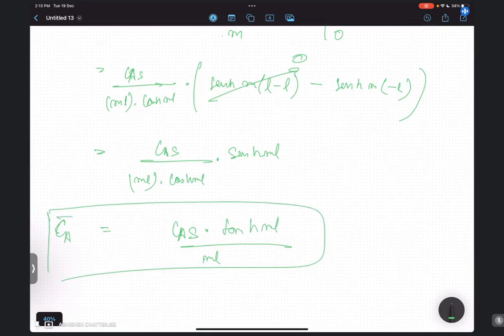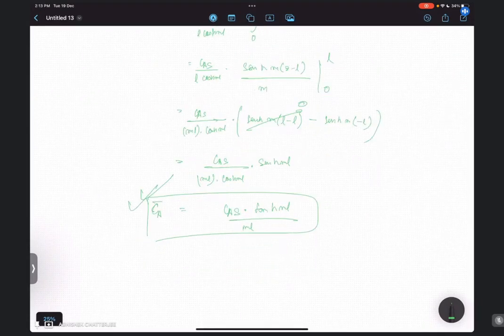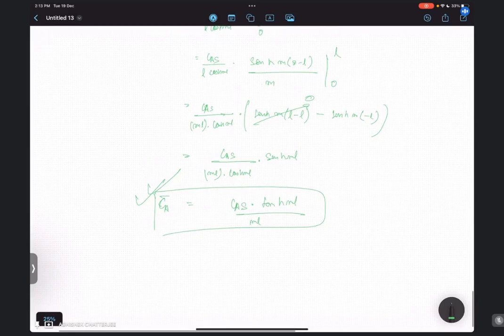This is equal to your CA bar. If you want to remember it, you can remember it. Till now, no question has been asked from it, but maybe someday or next year, this question is asked, about this average concentration. Then what is the rate of the reaction for your pore diffusion?